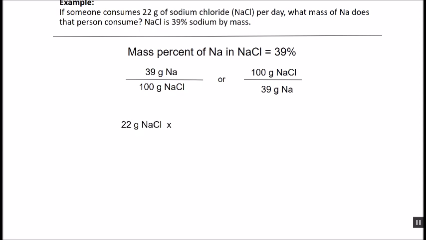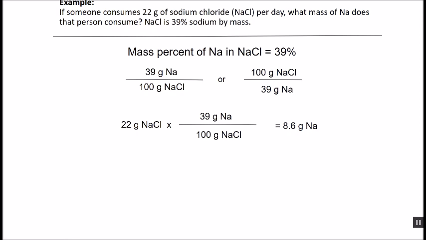So let's go and try to answer our question. It said if we ate 22 grams of sodium chloride, how many grams would be just sodium? So we need to multiply by one of these two conversion factors. And let's pick which one we want. If we use this first one, we'd have 100 grams of sodium chloride on the bottom of the fraction, and that would cancel grams of sodium chloride and give us grams of sodium. So that's the one we want. Let's use that. And if we do that, we'll see we're consuming 8.6 grams of the element sodium.